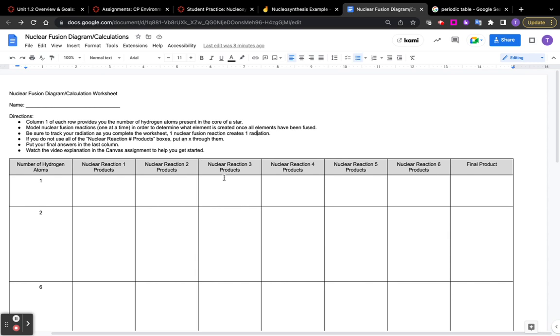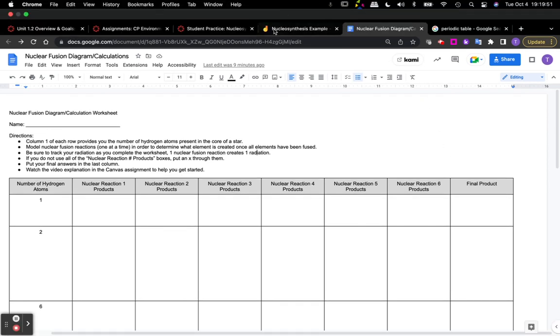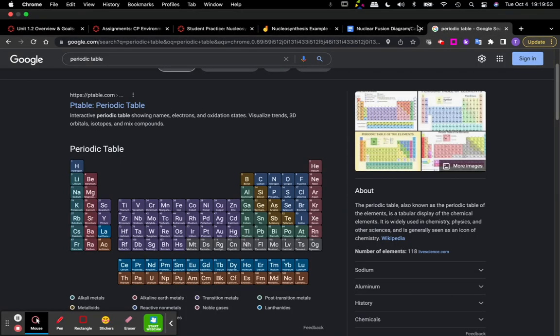Any boxes that you don't use, just put an X next to them. I'll show you what that means, and make sure you put all of your answers in this final column over here. All right, I want to know what element it is and how much radiation was released. It helps a lot if you have the periodic table out. I gave you one of those in class before. If you need another one, just ask me.